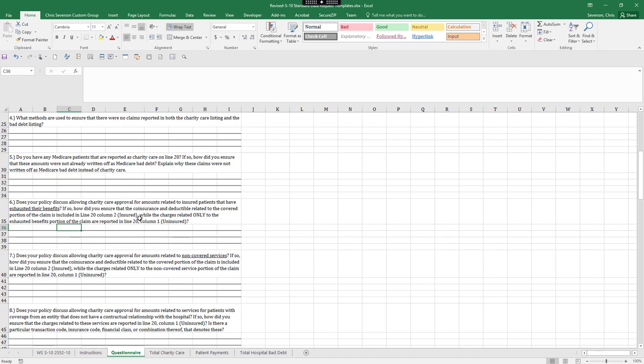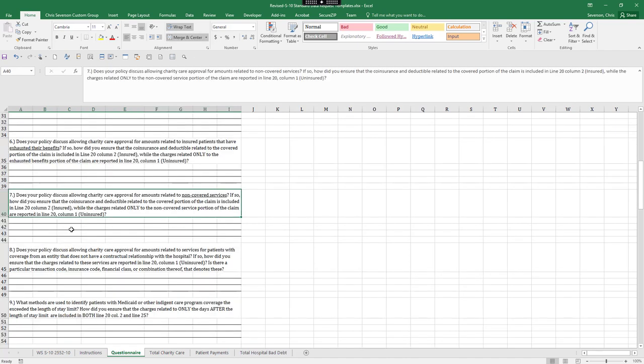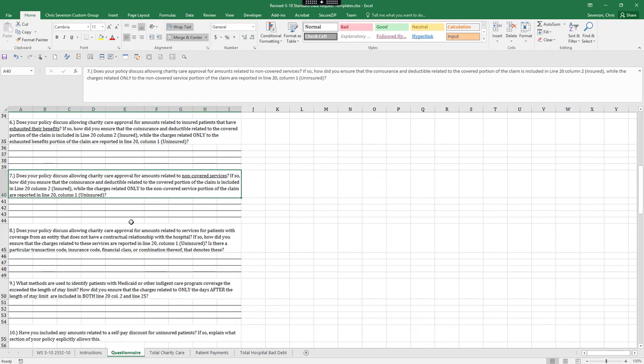So with question 6, we're just asking for whether this exists in your operations. Question 7 is very similar, only instead of exhausted benefits, now we're asking about non-covered services, but the treatment is the same as question 6. If you have services within a claim that are not covered, and of course we're assuming they do not relate to a professional or physician charge, which itself would not be allowable on line 20 at all. But if it's an otherwise non-covered service, then the covered portion is going to go in insured, where the non-covered portion is going to go in column 1 uninsured. So that's what we have for question 7.